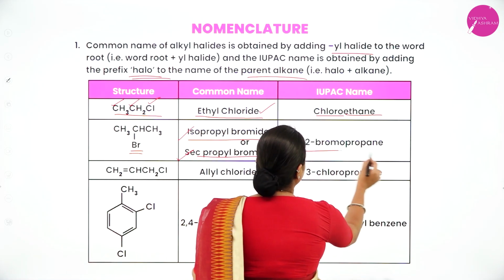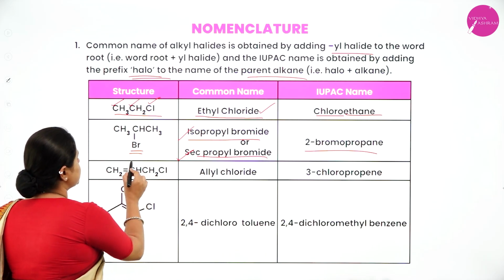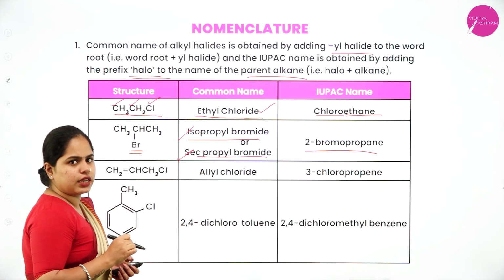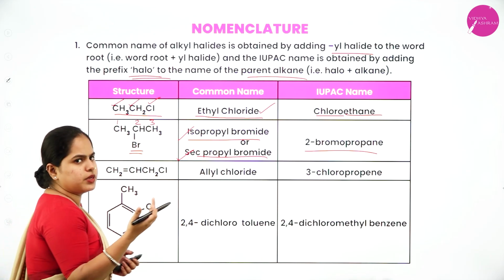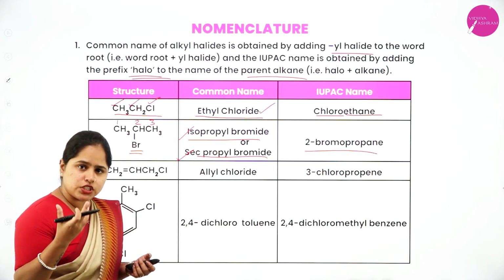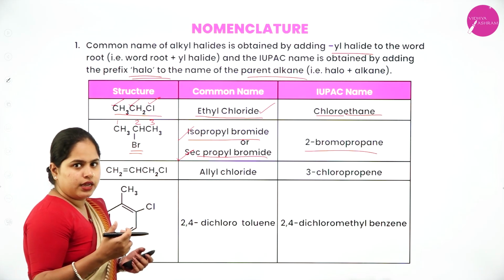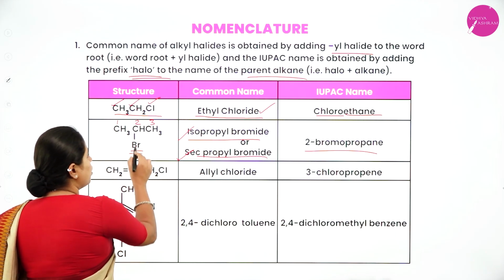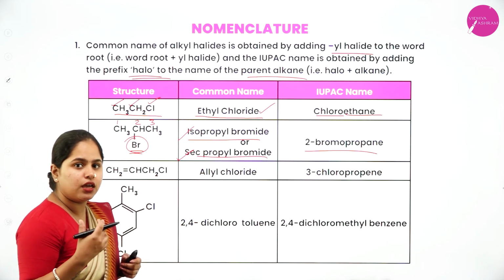And how would you write the IUPAC nomenclature? What will be the IUPAC name? As you can see, the bromine is attached to the second carbon atom. We can number from either direction, it will be the same because there are only 3 carbon atoms. So 3 carbon atoms mean which is the parent alkane here? It will be propane. And on which carbon atom do you have the halogen group? It is on the second carbon atom. So that will come as the prefix.